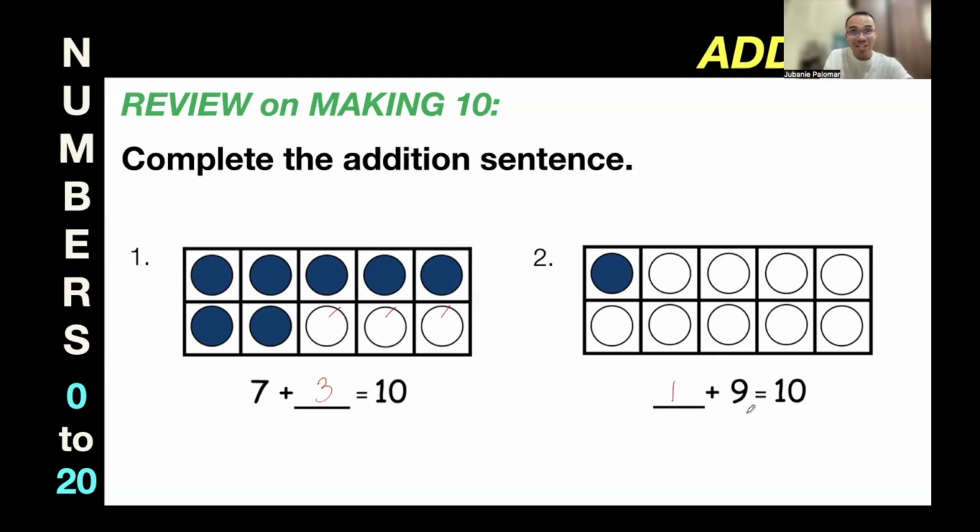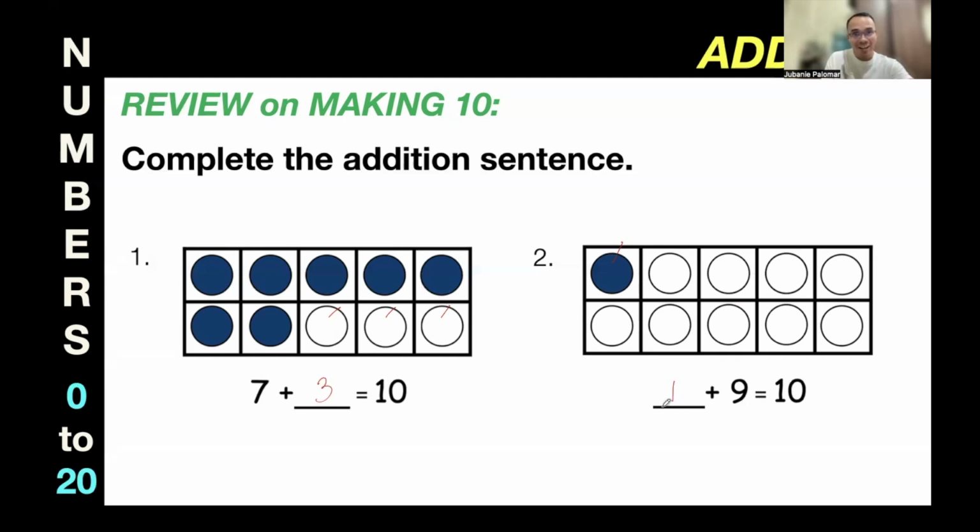The number 9 here is actually representing the empty boxes or the white circles. So this missing number should be the number of blue counters, and there's only 1 in the 10 frame. 1 plus 9 equals 10. Or we can use the counting on method to find the missing number. Put 9 in mind and count on until you get 10. 9, 10. You just need 1 more finger. So the missing number is 1.